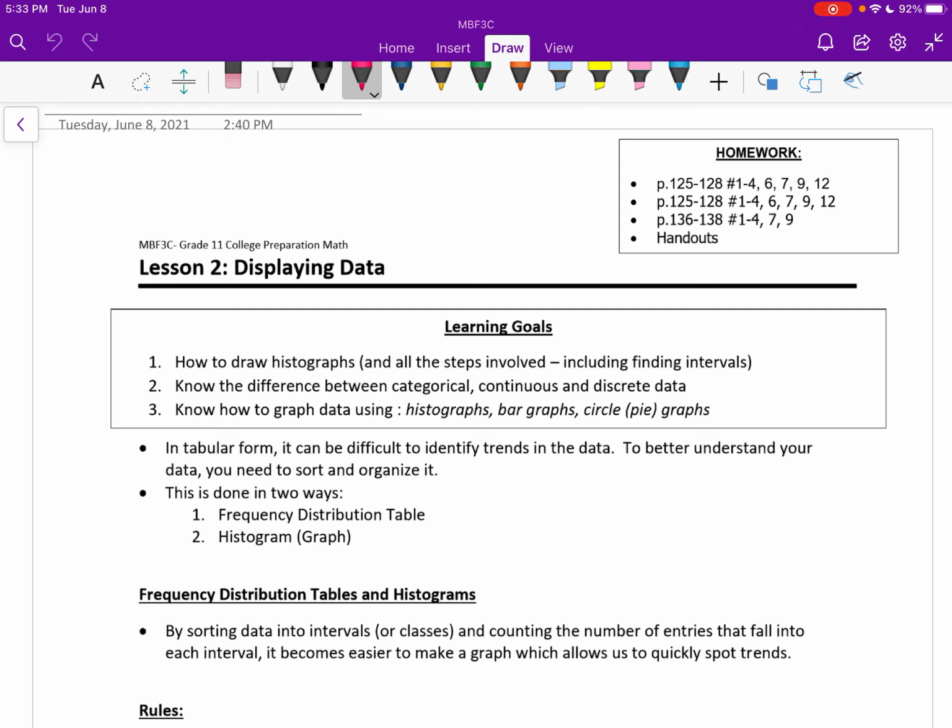And also we're going to be graphing data using bar graphs and pie charts as well. And in this, we're actually going to be talking about how to draw them on Google Sheets. And I might just put that up as a separate lesson just because it's easier to navigate it that way.